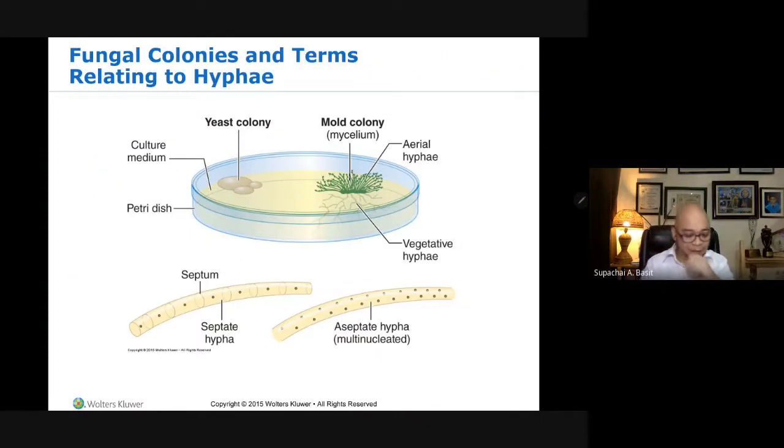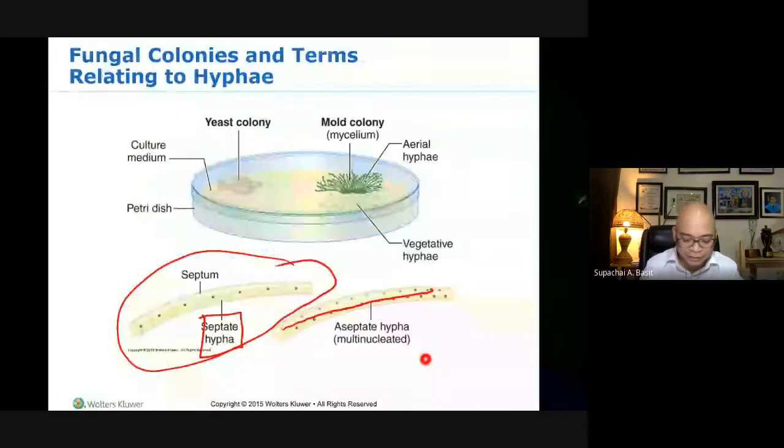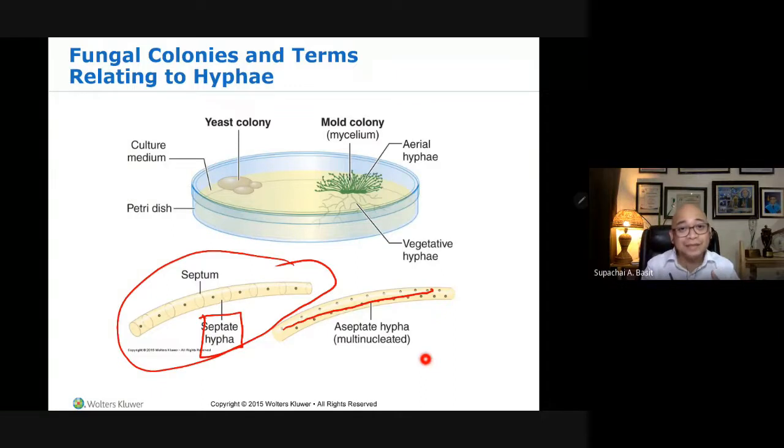Yeah. So again, let me show you how fungi look like. Now, this is a single hyphae that has cross walls. So that's the reason why we call it septate hyphae. So if no cross wall, it is just continuous, then it is called an aseptate hyphae. If the hyphae intertwine, we call it mycelium.